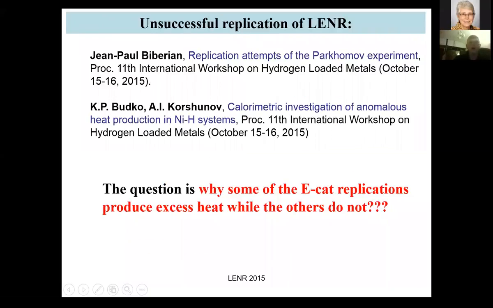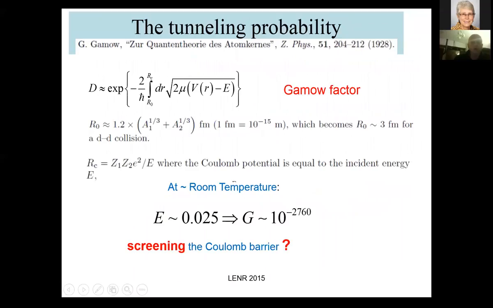The question is why other replicators, like for instance Jean Bavarian from France, or Budko and Korshunov from Moscow, and many others, didn't succeed in spite of the very close approach to the problem. To my mind, the answer lies in the material, in the microstructure of the specimens. But to understand that, first let us shortly consider the underlying physics.